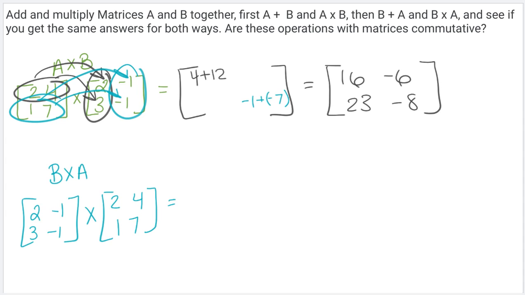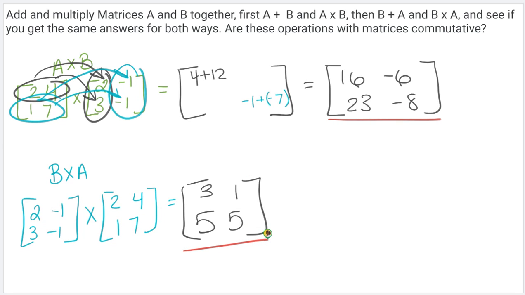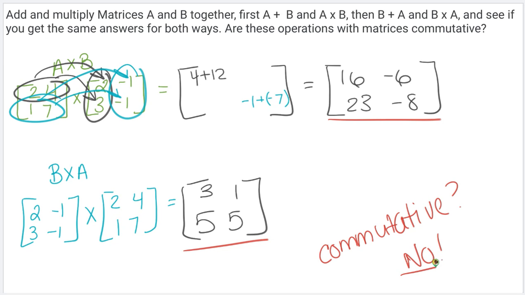And then for the second matrix, B times A, using those same steps, if you were to do all of those wonderful steps that I don't have time for, we would end up with a 3, 1, 5, 5 matrix. So here we ended up with two different matrices once we multiplied them in a different order. So are our matrices commutative under multiplication? Well, no, they're not commutative. So they are under addition, but they are not under multiplication.